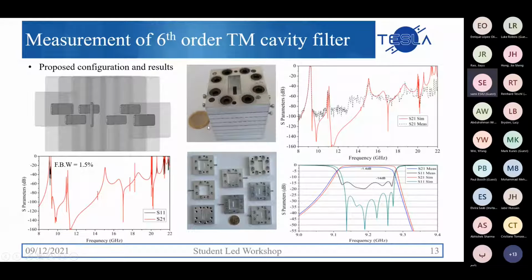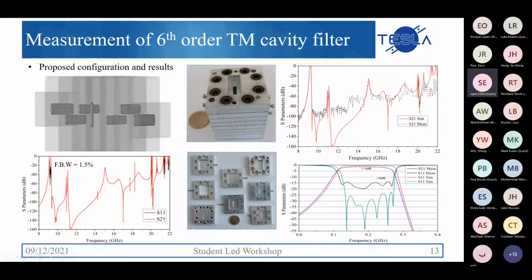This is the manufacturing of the proposed 6th order TM cavity filter. The manufacturing is done using the classical milling technique, and you can see the result shows good agreement between the simulated and measured results, with the out of band region up to 20-21 gigahertz.